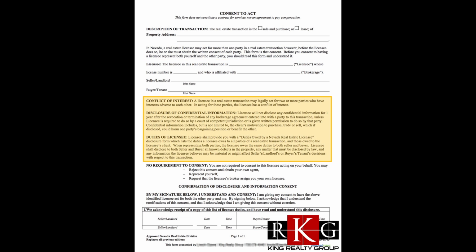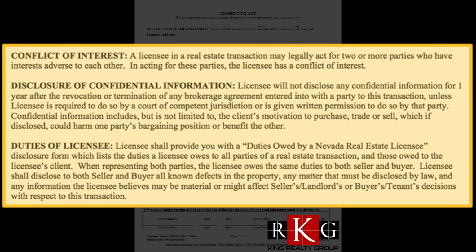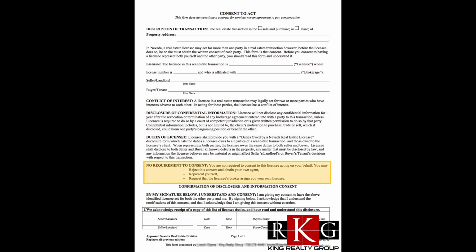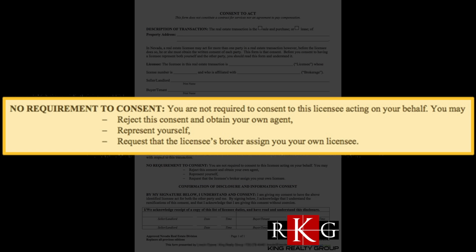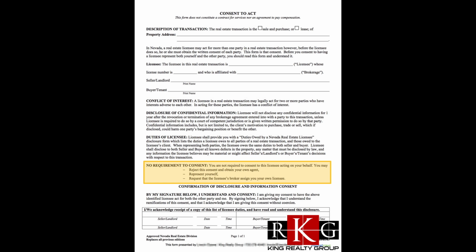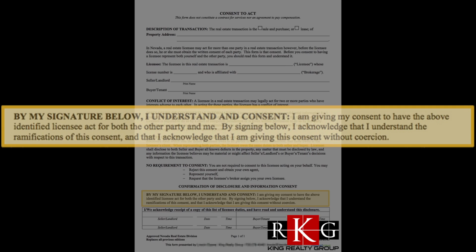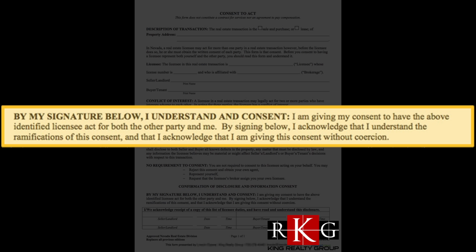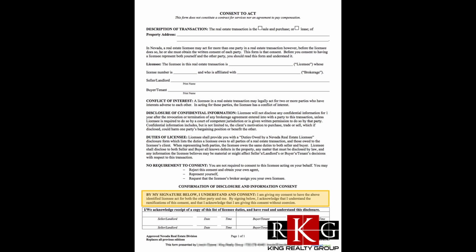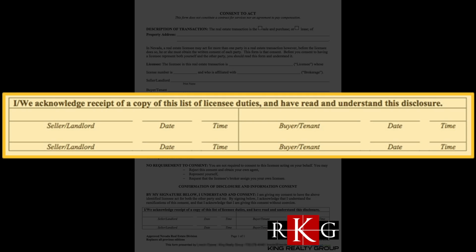Part 4 identifies the licensee's conflict of interest, the duty of confidentiality, and the requirement for each client to have also received a duties owed form. Part 5 lets the client know he or she is not required to consent to this type of representation. Part 6 is the client's acknowledgement of receipt of the form and a statement that consent is being granted without coercion. Part 7 is the client's signatures box.